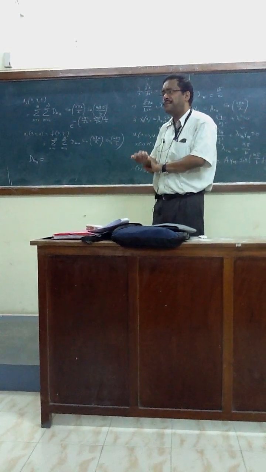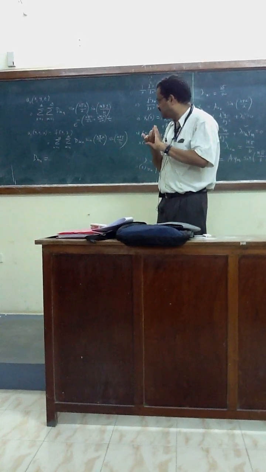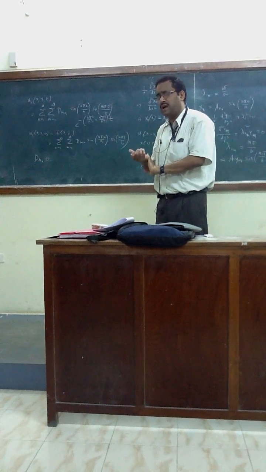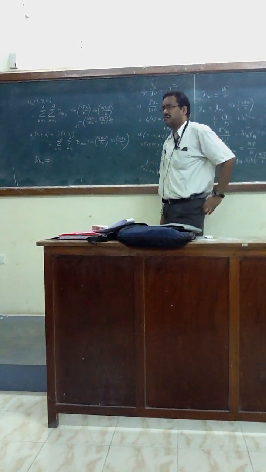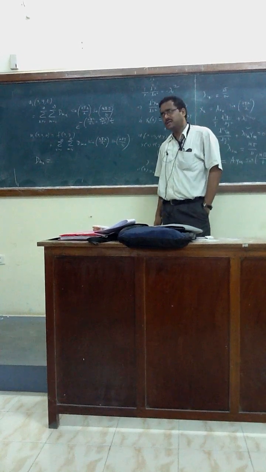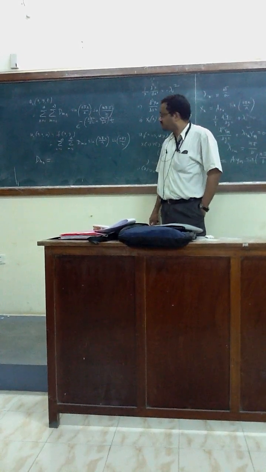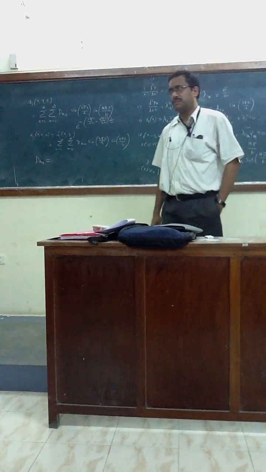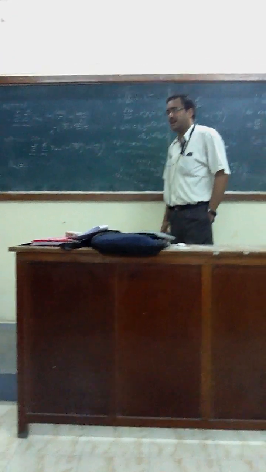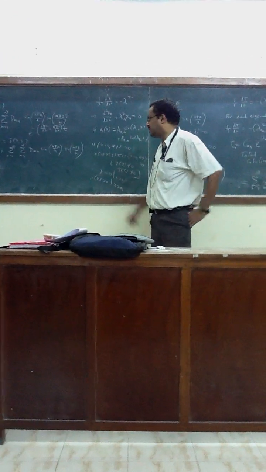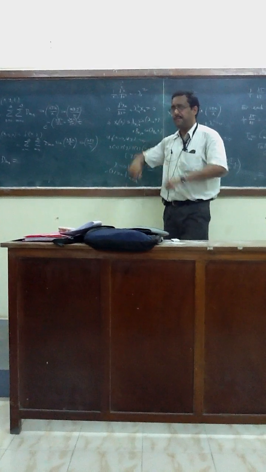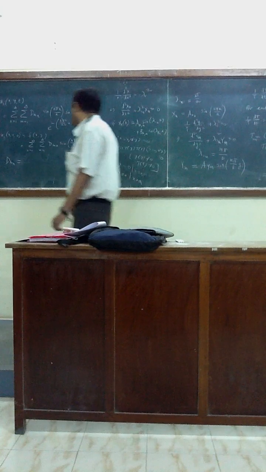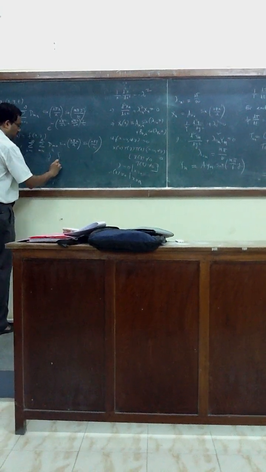Integral 0 to a, f(x) sin n pi x by a dx, divided by integral 0 to a sin square n pi x by a dx. If it is a double integral, what will happen? Because the same thing you should be doing for y also. Then what is Dmn? Integral 0 to a, integral 0 to b.